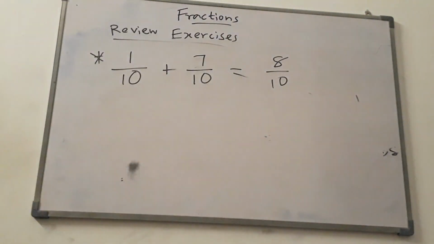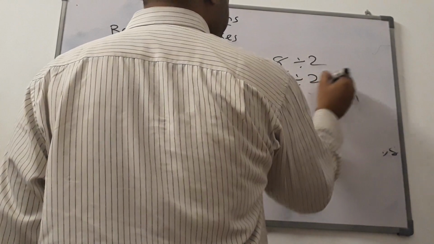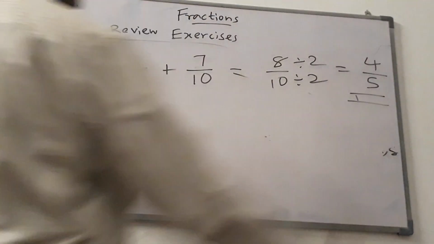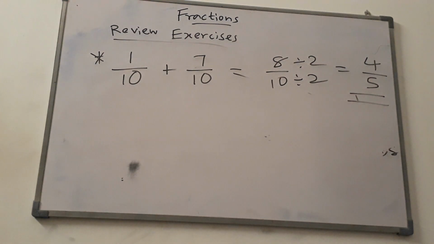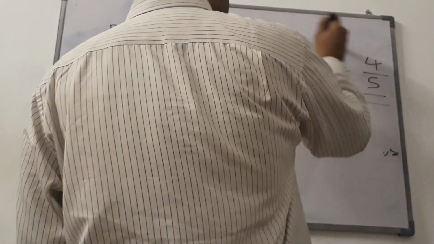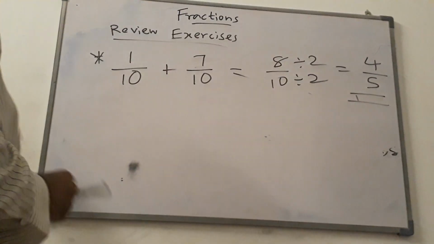So easily we can divide numerator and denominator by their highest common factor, by 2. That gives 4 out of 5. So 4 out of 5 is the correct answer here. 8 out of 10 is correct, but if you want to be more accurate, this is the answer. If you want to get full marks, you have to write the result in its lowest form.